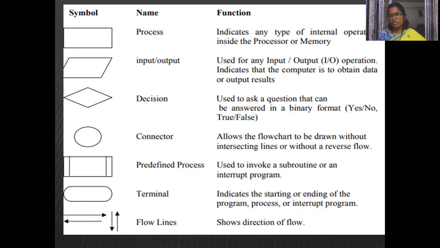Subroutines and interrupts you may not have in every program. Subroutines are nothing but other subprograms, and interrupts are nothing but something which disrupts or suspends your process under execution. And the terminal start stop is written with the terminal symbol, which we also call an ellipse. And flow lines, which are nothing but the arrows, are used to connect from one box to another box.